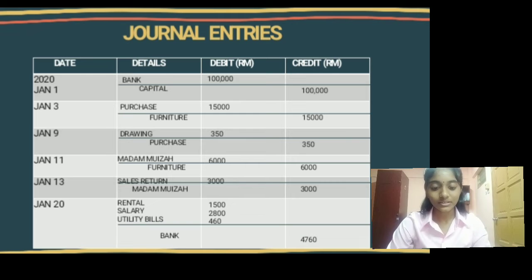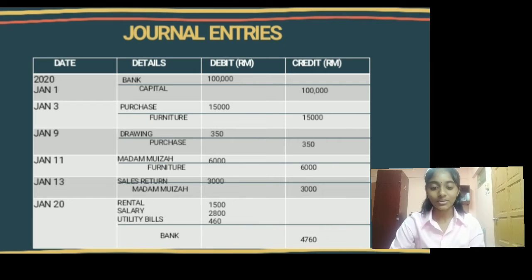On January 11, the business made a credit sale of two sets of sofas to Madam Muiza amounting to 6,000 ringgit. We made a credit sale, so Madam Muiza would be debtor. So we will write Madam Muiza on debit side and furniture on credit side. On 13 January, Madam Muiza returned one set of sofa costing 3,000 previously bought from the business because it was broken. So it would be sales return. We will write sales return on debit side and Madam Muiza on credit side.